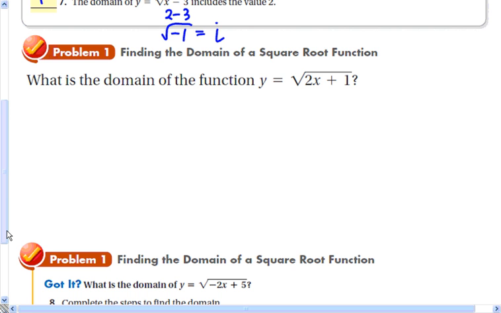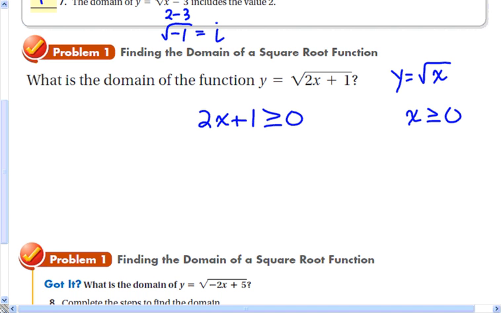All right, first problem here, finding the domain. So let's just write this down. In general, when we have a square root function, the radicand has to be greater than or equal to 0. So to find the domain, we just need to say that 2x plus 1 has to be greater than or equal to 0. And then we can just solve that. Subtract 1, we get 2x greater than or equal to negative 1, divide by 2, and we get x is greater than or equal to negative 1/2.